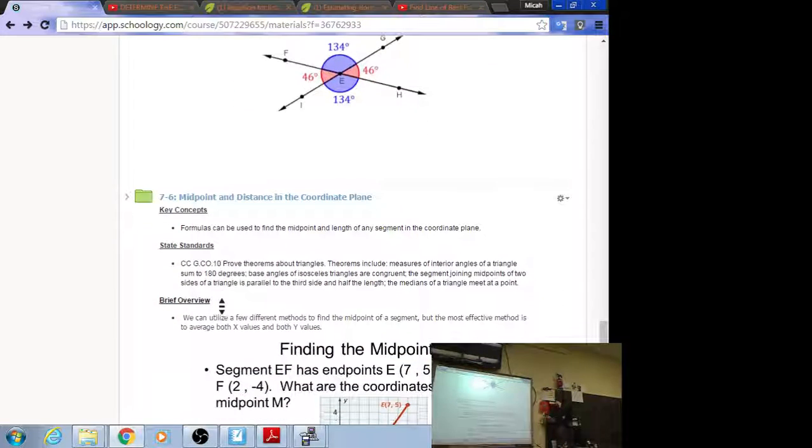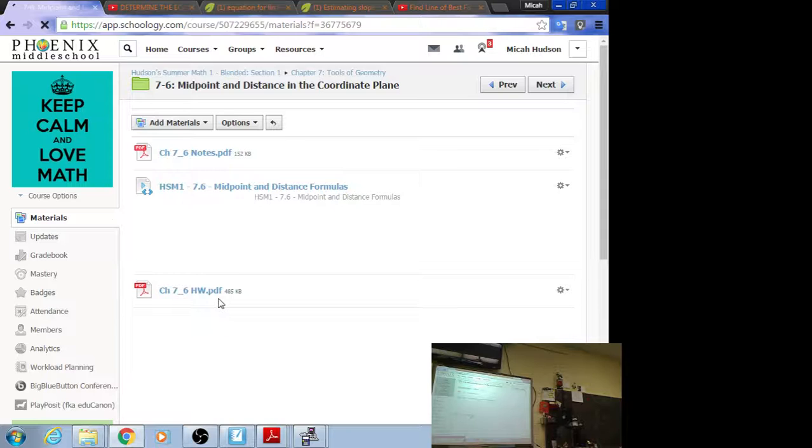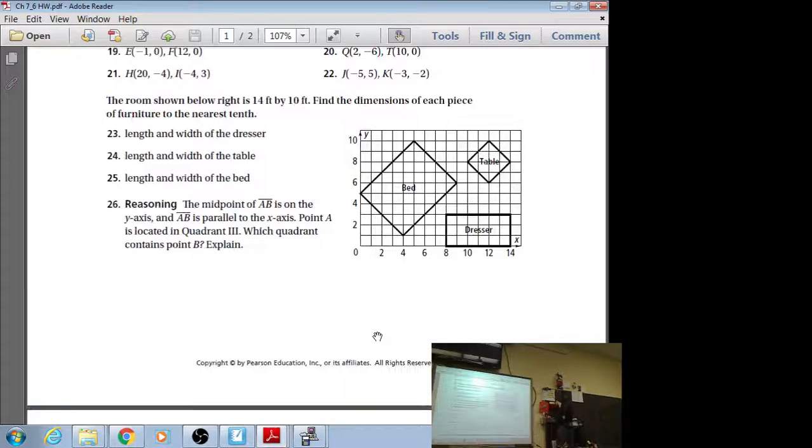7-6, finding midpoint and distance. I kind of anticipate there might be some questions here because people have asked me as they've been working. There's a question on the homework where it says, the room shown below on the right is 14 by 10 feet. Find the dimensions of each piece of furniture to the nearest tenth. So, to find the dimensions, I want length and width, right?